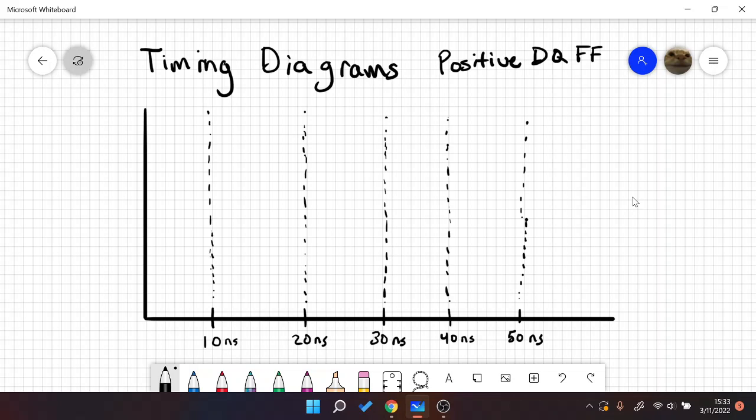So the idea of a DQ flip-flop is pretty simple. It basically says, whenever our conditions are met, so for a rising edge, it'll hit whenever there's a positive clock edge, Q will inherit the value of D, and that's really all that is.